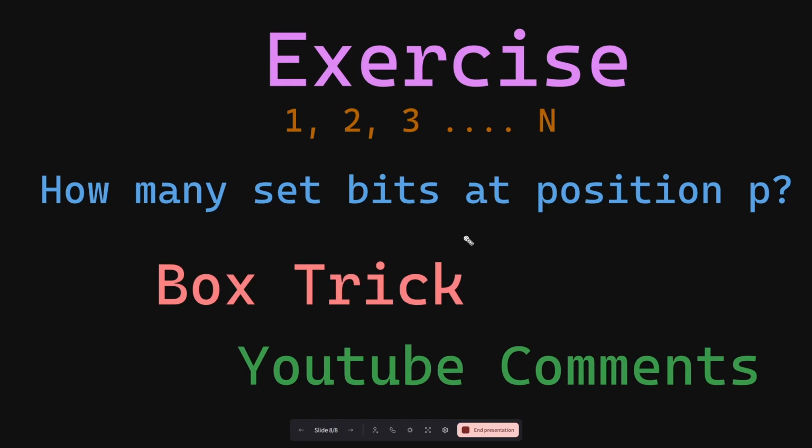You will see that if you use the box trick, you will not encounter any off by 1 errors anymore, because otherwise it was very difficult to count the number of set bits. There was a lot of if else and ternary operators that you needed to apply. But if you visualize the box trick, you will be able to come up with a very simple expression for computing the number of set bits.